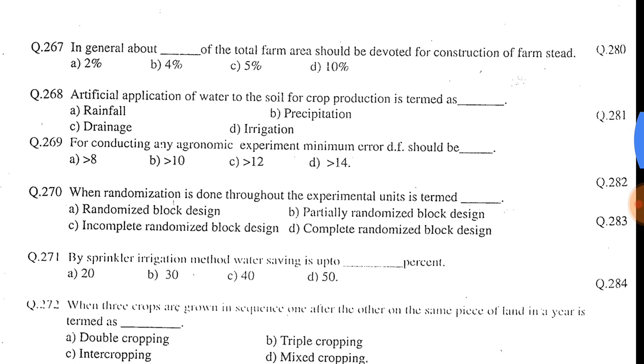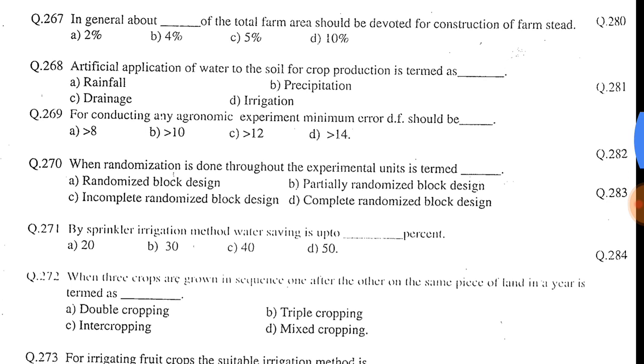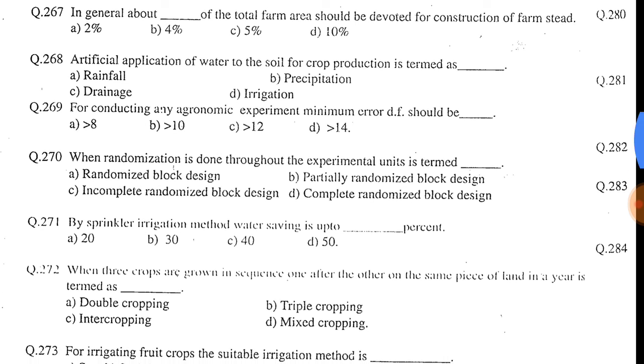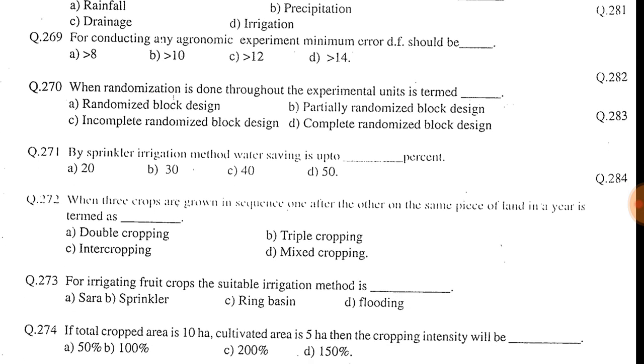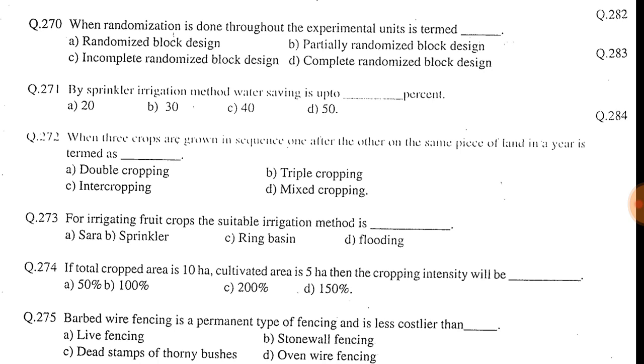267. In general, about 2% of the total farm area should be devoted to construction of the farmstead. 268. Artificial application of water to the soil for crop production is termed irrigation. 269. For conducting any agronomic experiment, minimum error. 270. When randomization is done throughout the experimental unit, it is termed CRD, completely randomized design.